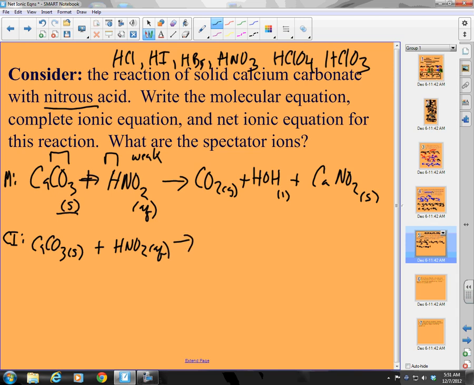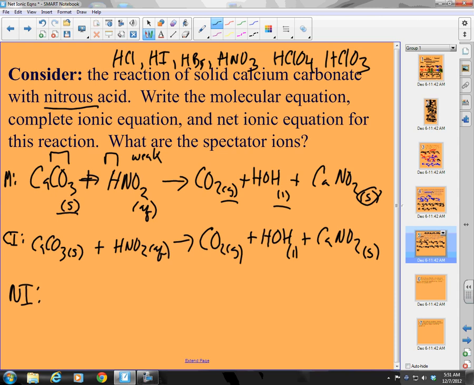Yields what? This is a gas. Do we break up gases? No. This is a liquid. Do we break up liquids? No. This is a solid. Do we break up solids? No. Wait a minute. It looks to me like the molecular is exactly the same as the complete ionic. That is correct. And then what's my net ionic? Do I have any spectator ions? I don't have any spectator ions, so that means it is exactly the same. In this case, the molecular equation is exactly the same as the net ionic. Ooh, spooky.